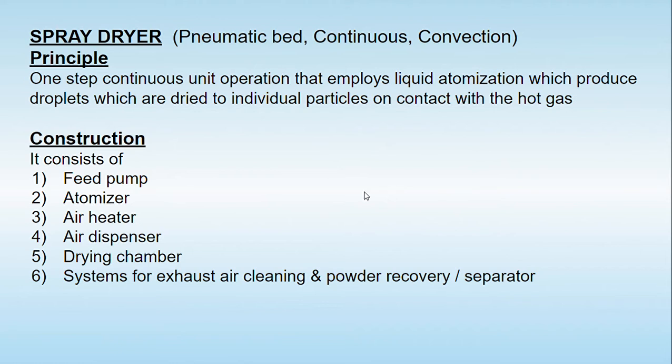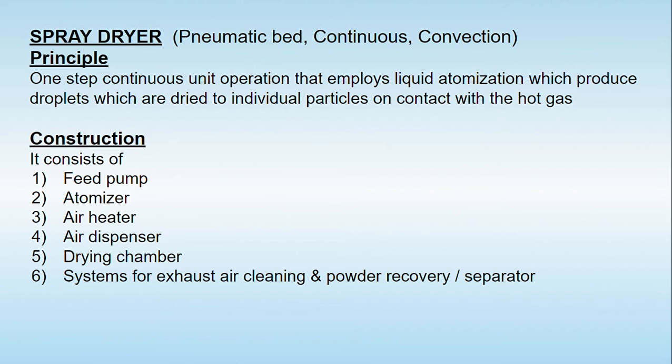Now for this, what are the parts present in the spray dryer? The spray dryer basically consists of the following six systems. It requires the feed pump for the inlet of the material. Second, the atomizer to convert that material, in the form of a solution or very dilute suspension, into droplets.